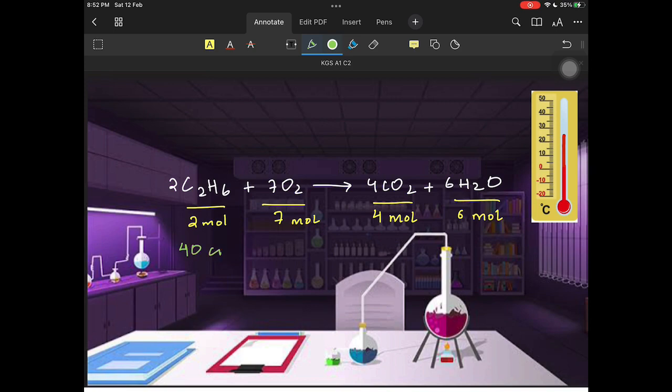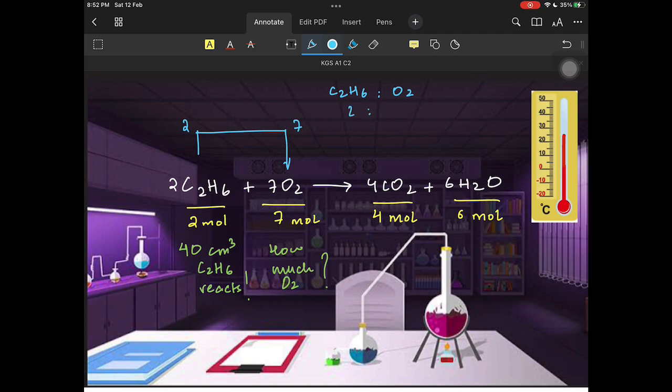Now we know how these ratios work. Let's try one more. If 40 centimeter cube of ethane is reacting, how much oxygen would be needed? Now this is a rather more complicated ratio. It's a ratio between ethane and oxygen, which is 2 is to 7. It can't be simplified any further. So 2 ethanes react with 7 oxygens. If 40 centimeter cube of ethane is reacting, how many centimeter cube of oxygen would we need?